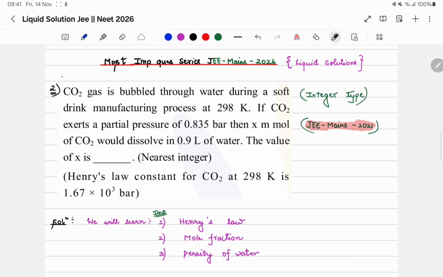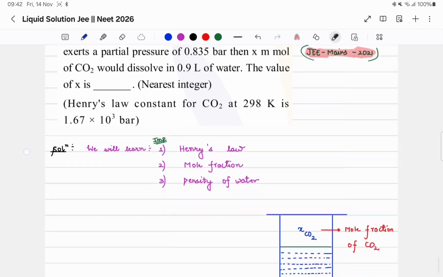So in this single question we are going to get the concept of Henry's law. We will also know related stuff of mole fraction, and also just the basics, the density of water. These three things are required to solve this question. So let's first understand Henry's law.